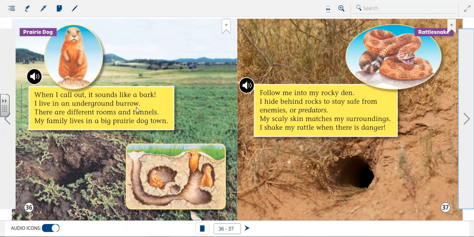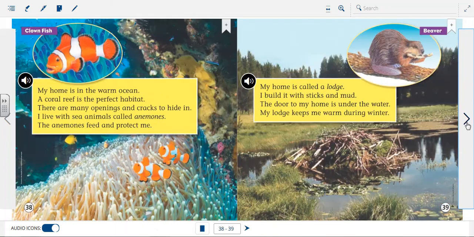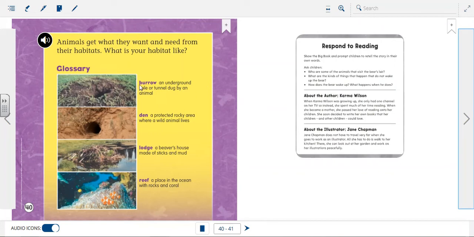Okay, I want you to look at this word burrow real quick. Burrow. This is where the prairie dog lives. Now, the word burrow was in our glossary. Let's take a look. It says burrow, an underground hole or tunnel dug by an animal. So if we didn't know what a burrow was, we could look it up and now we know, okay, a prairie dog lives in a place called a burrow, which is an underground hole or tunnel that the animal digs itself.